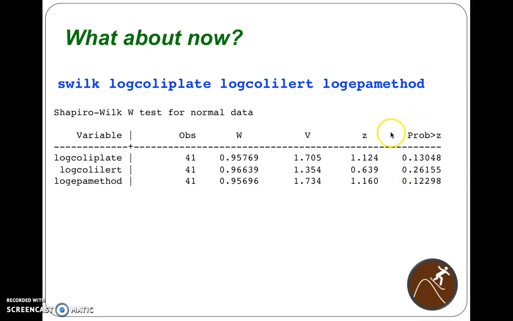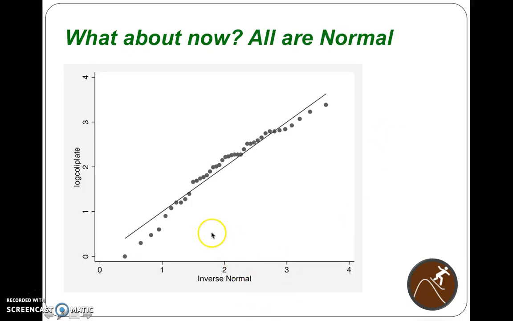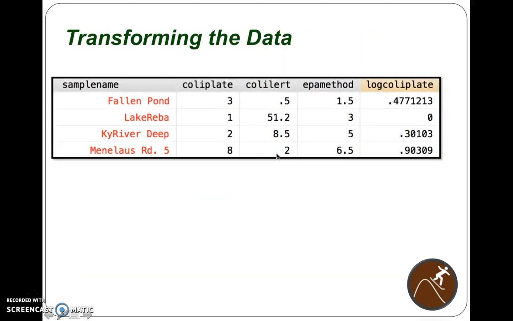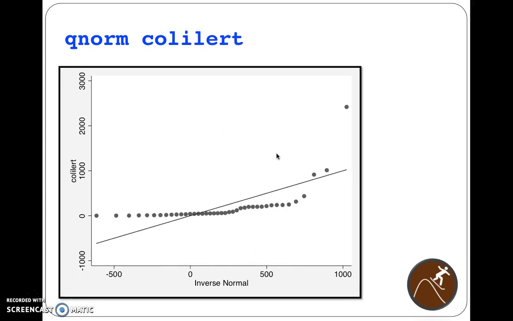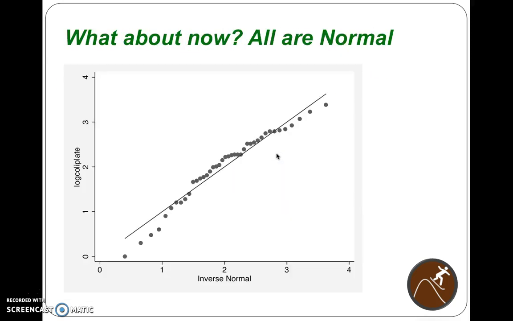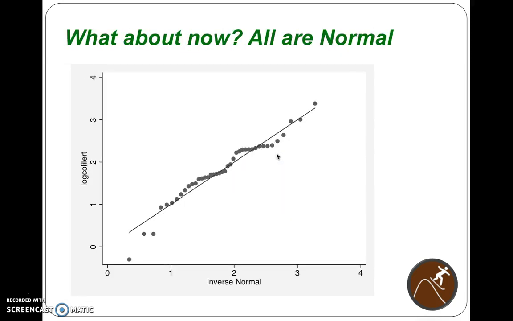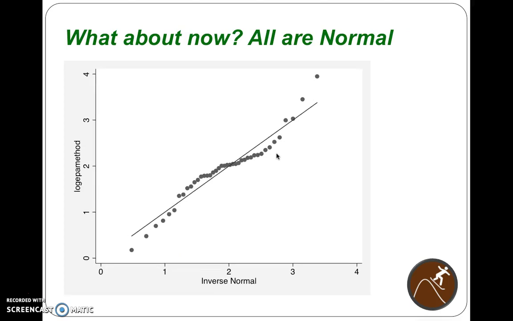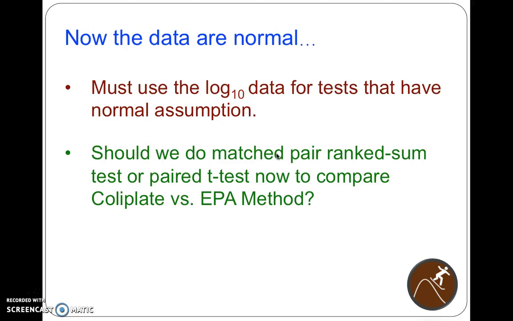We can also see it visually. So here is the log Kohli plate. Remember it earlier? You can scroll back to the Kohli plate earlier. Look at that. That was the Coiler earlier. That was the EPA method earlier. Now let's look at them. That's the Kohli plate. That's the Coiler. That's the EPA method. They all fit along that normal line a lot better. Not perfect by any means, but they get us to where we can at least use normal statistics. So all are normal according to those p-values.